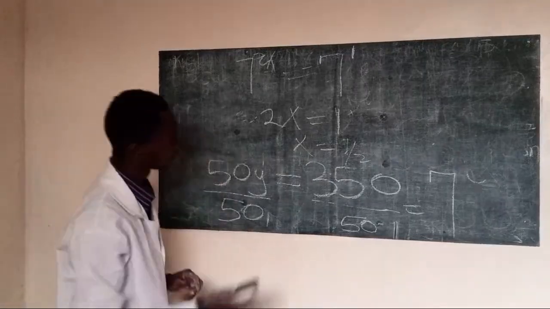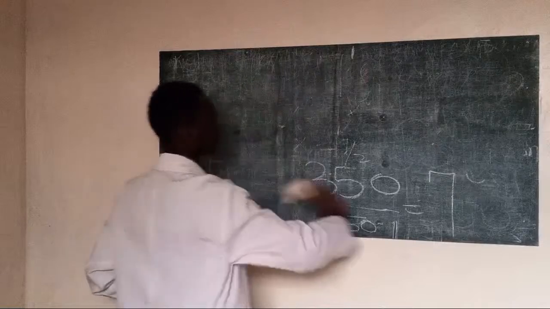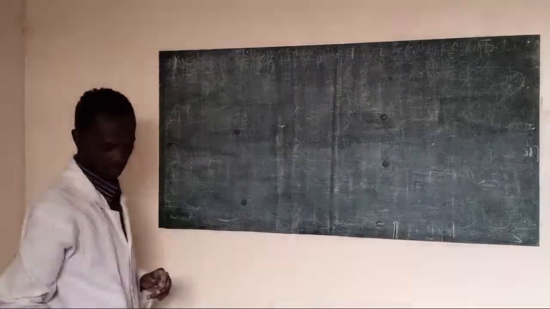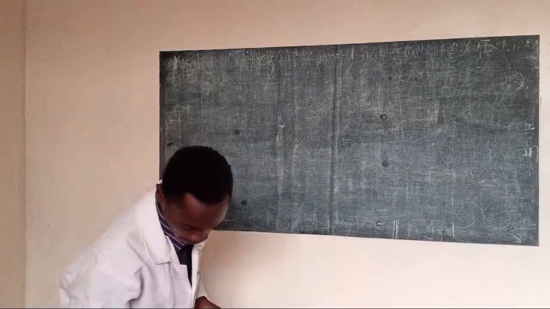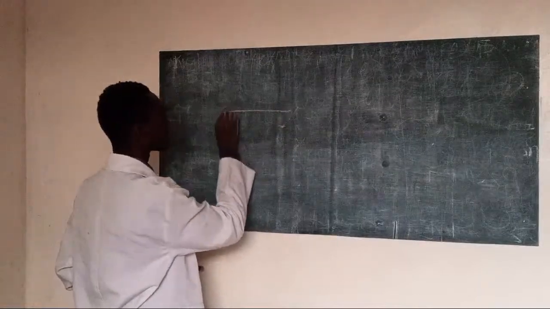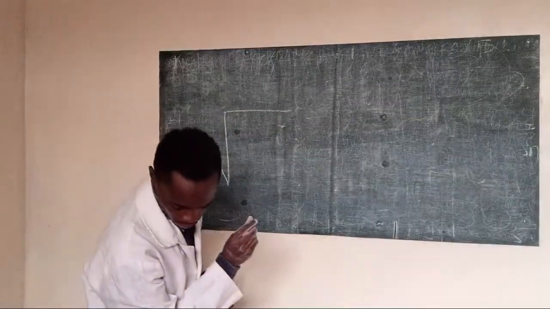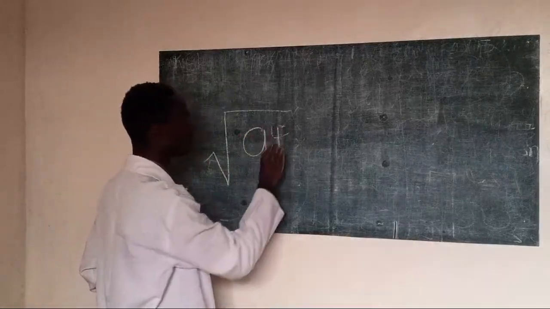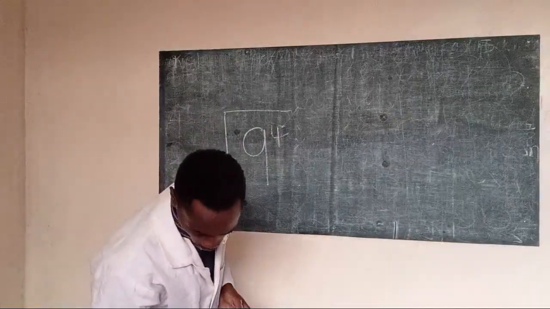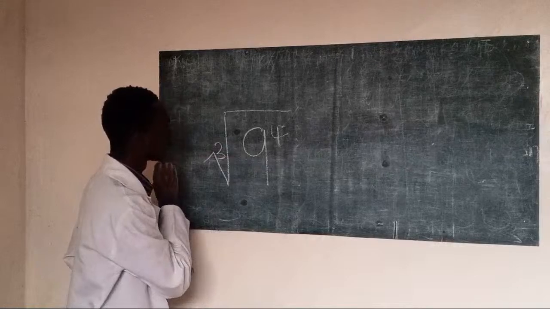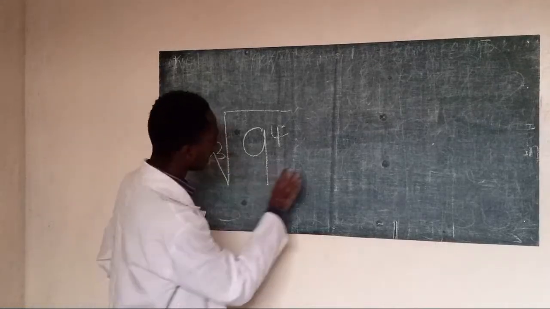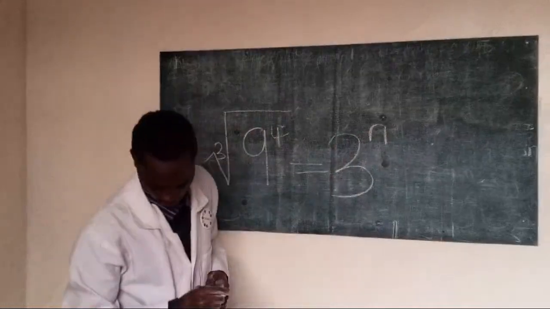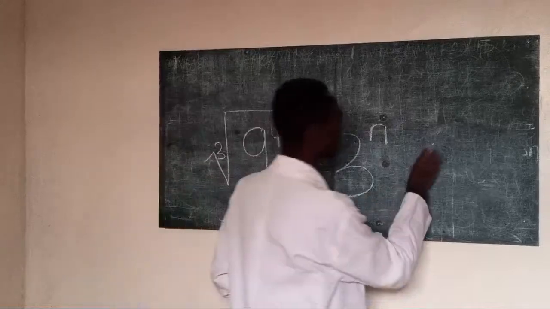Given that the square root of 9 to the power 4, not even the square root but the cube root. The cube root is equal to 3 raised to power n. Find the value of n.